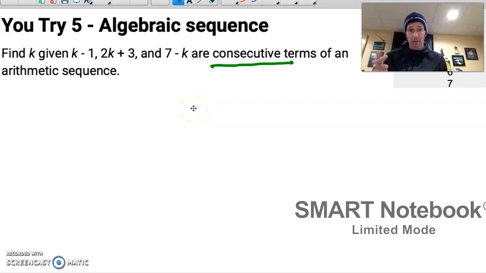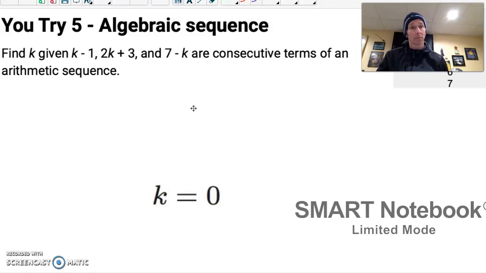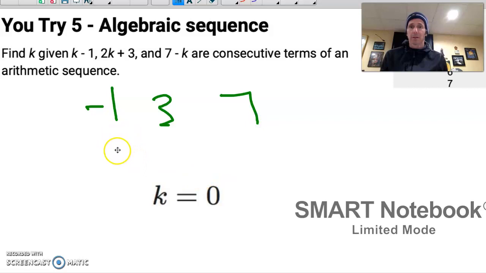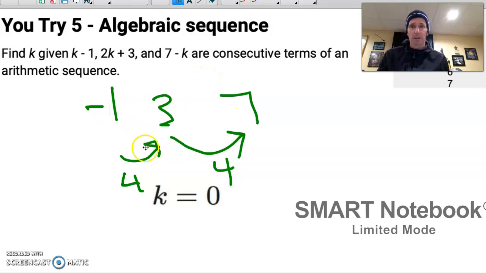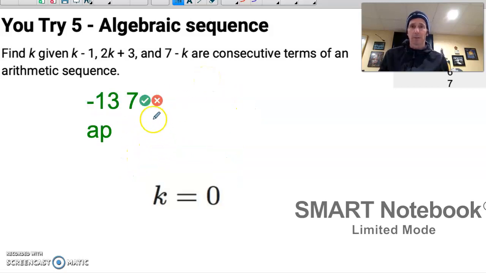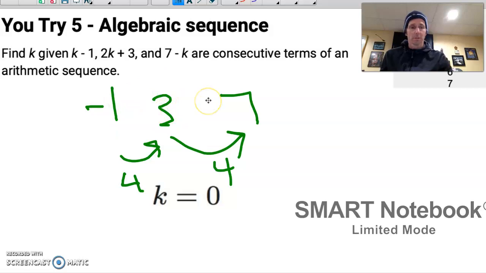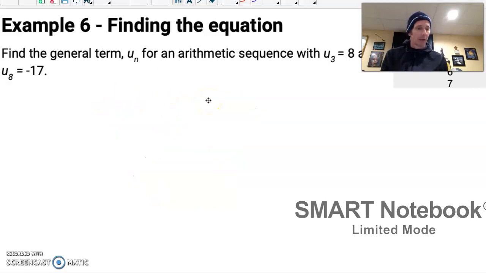And you've unpaused it, which means you already did the problem. Here is your answer. k equals 0. Shocking, I know. It can happen. If I put a 0 in for k, my terms would be negative 1, 3, and 7. And notice that I'm going up by 4 each time. So my common difference is 4, and that would be an arithmetic sequence, even though this thing doesn't know what it's doing. All right, last example.